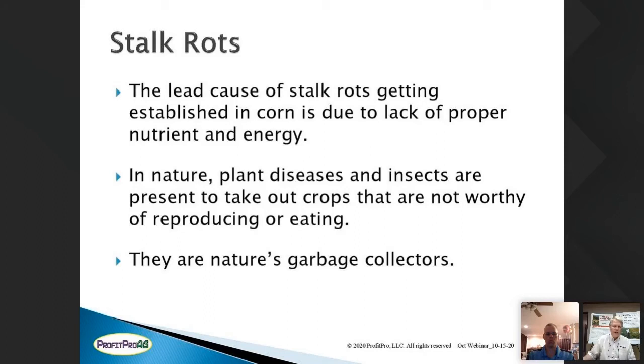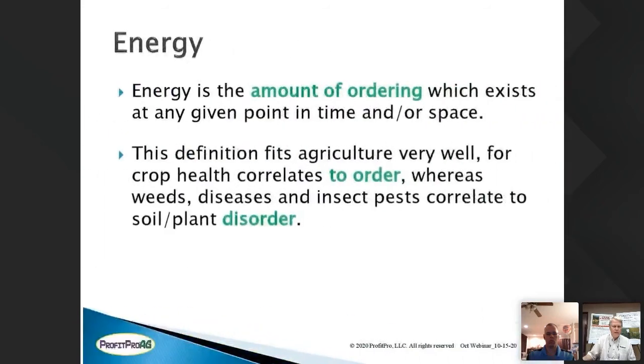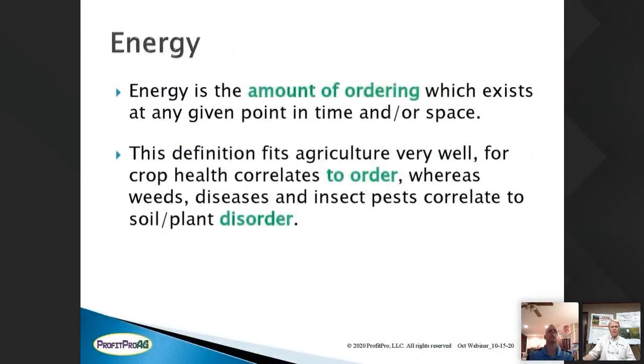Really, when you look at it, diseases and insects are nature's garbage collectors. That's really what they are. They're taking out what is not worthy of reproducing.